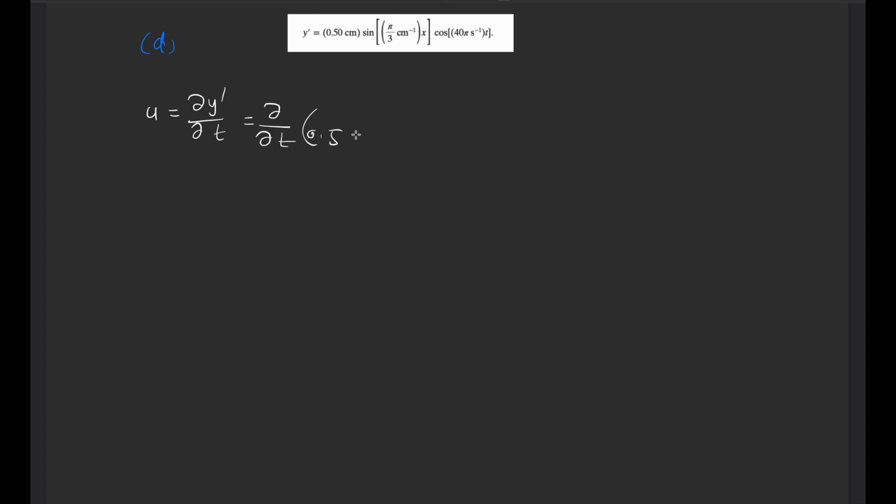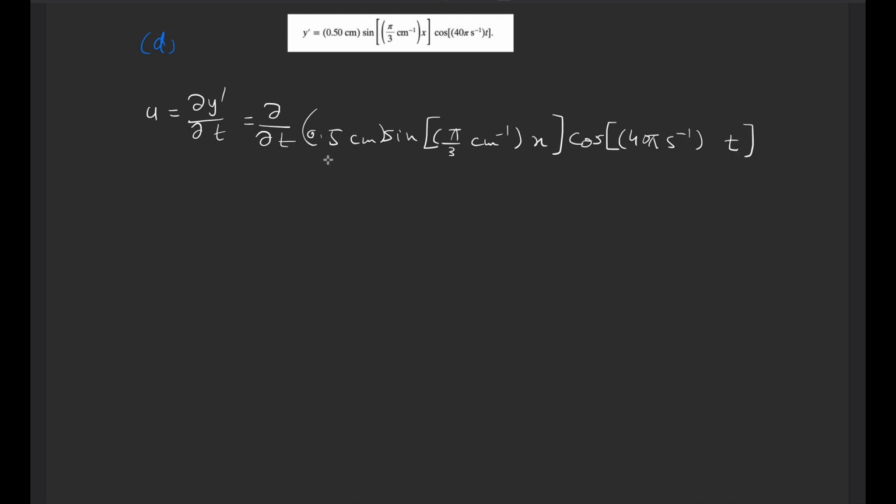0.5 centimeter sine of pi by 3 per centimeter into x, multiplied by cos of 40 pi per second into t.